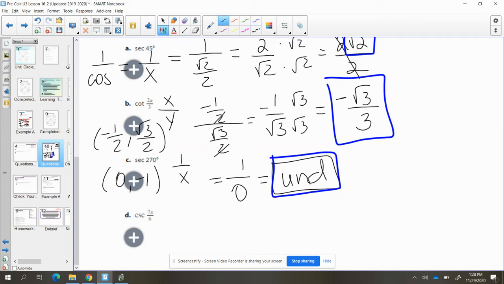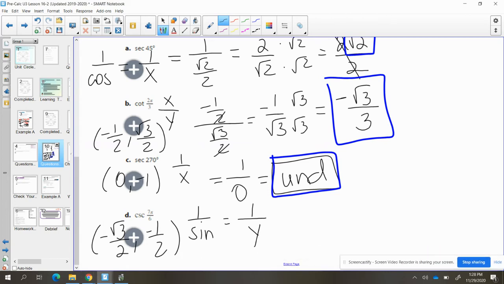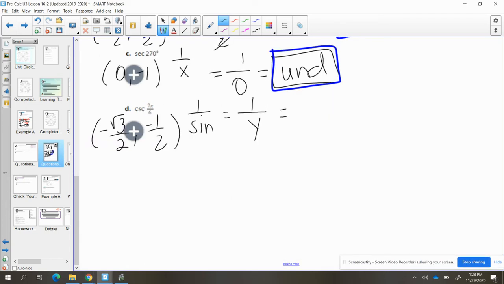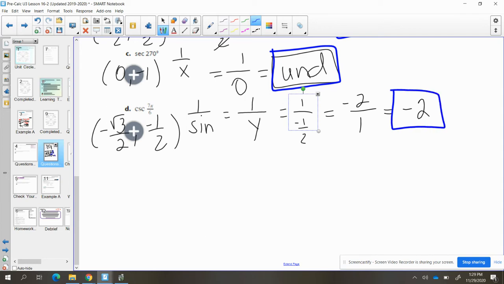And last but not least, the cosecant of 7 pi over 6. Well, 7 pi over 6 is located at negative square root of 3 over 2, negative 1/2. And we know the cosecant is the opposite of the sine, aka 1 over the y value. So if we take the y value here of negative 1/2, we need to essentially flip it. Now, again, anytime you are taking 1 divided by the value, it's really the same thing as just flipping the fraction to now be this, which nicely does not need to be simplified beyond just being negative 2.